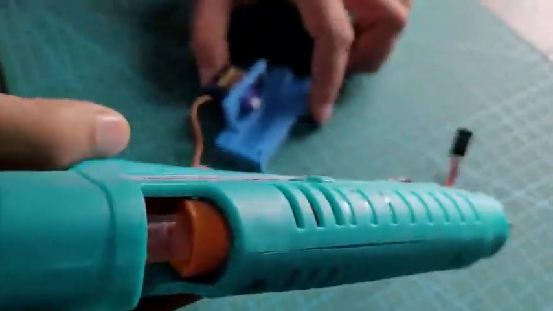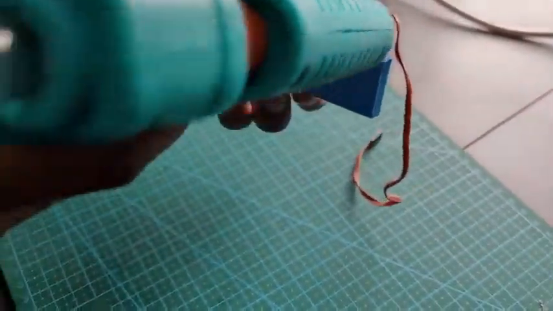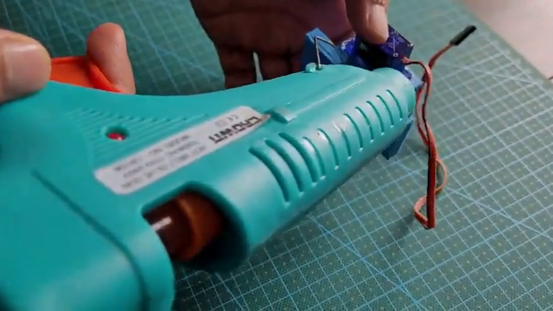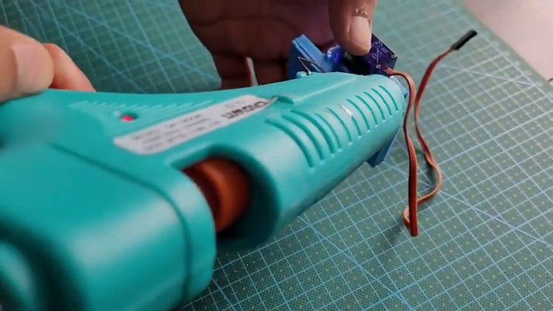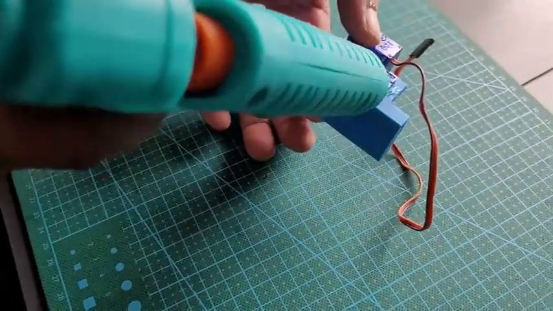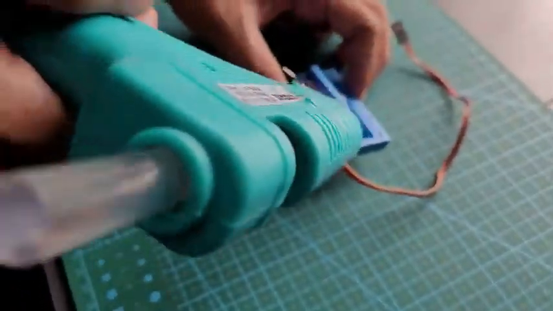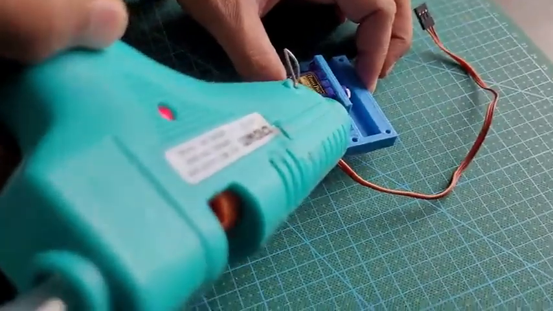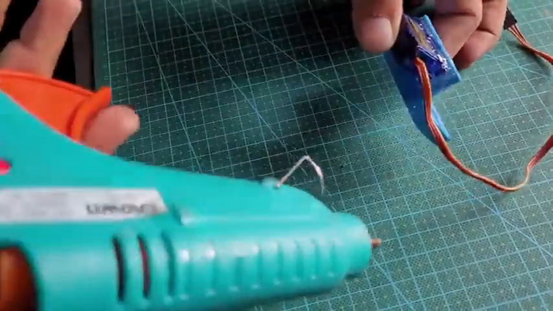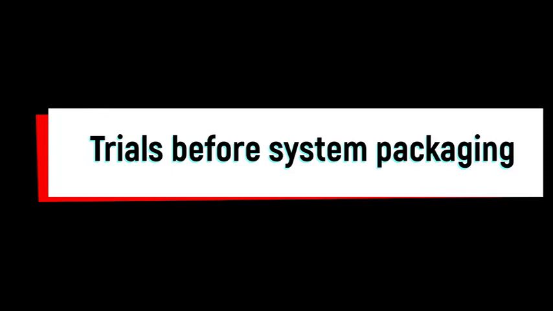Now turn around the mechanism if needed, and apply the hot glue on all other sides. Use a good amount of hot glue so that the mechanism is secured and tightened properly. So this assembly is done. Now assemble the gears as well, and let's do a trial before we actually do system packaging.